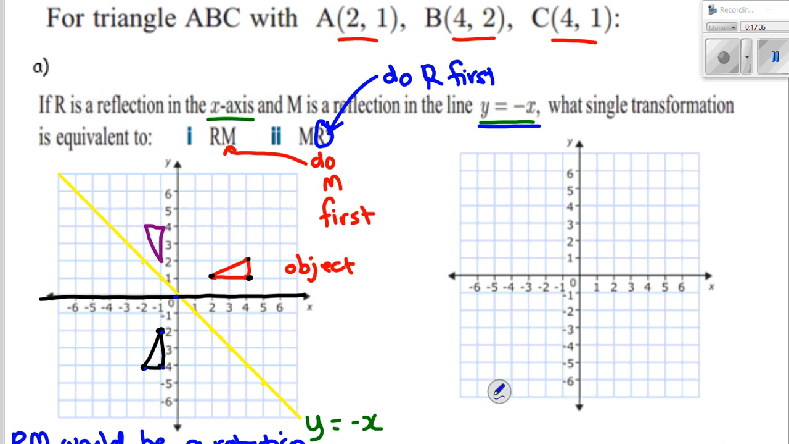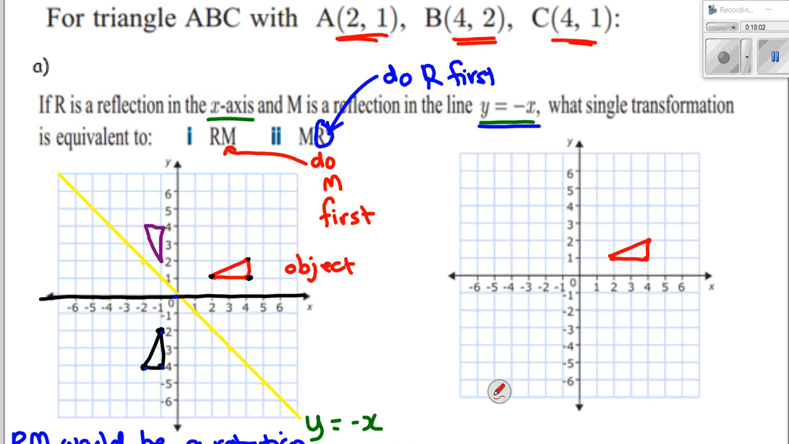So first things first, let's draw our object again. The same object as above. So let's quickly plot that. A is 2 and 1. Hopefully you've paused and drawn your x and y axis, and you've got your scale in if it's not already drawn for you. 4 and 2, A, B and C. So here's our object. Object is drawn, no problems.